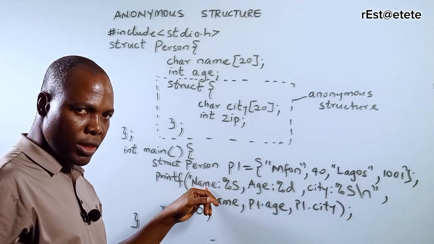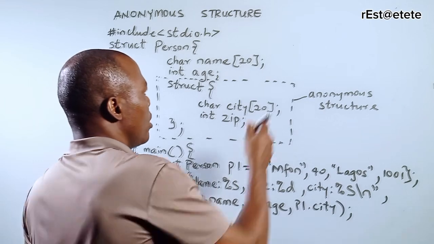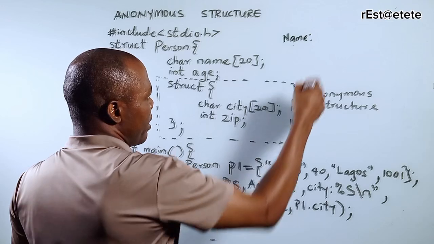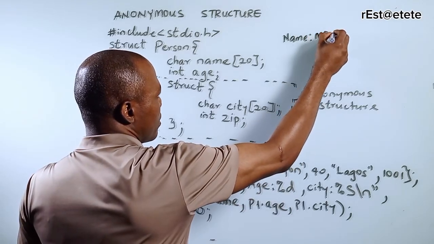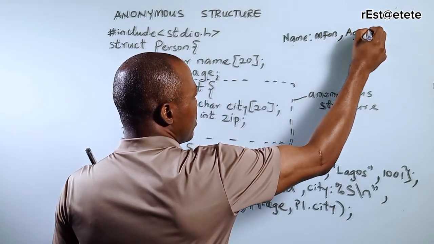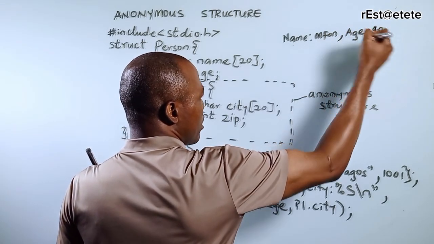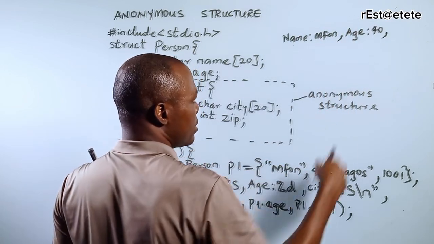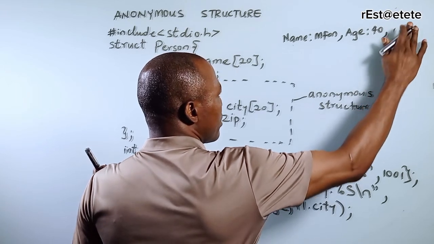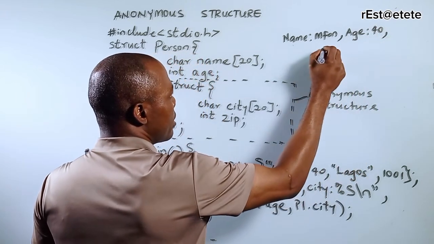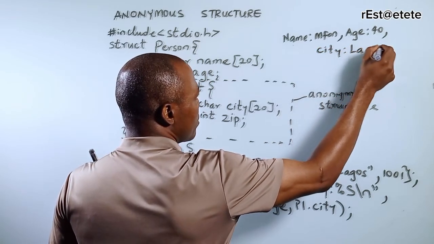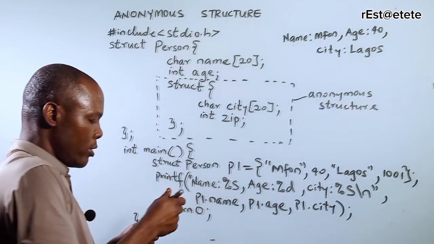So for name, which is a string literal, this will give you an output. So the output will be what? Name. We'll give out Font, comma, age. We'll give out 40, comma, city. We'll give out Lagos. Let's bring it here. City, we'll give out Lagos. So it is on a straight line.